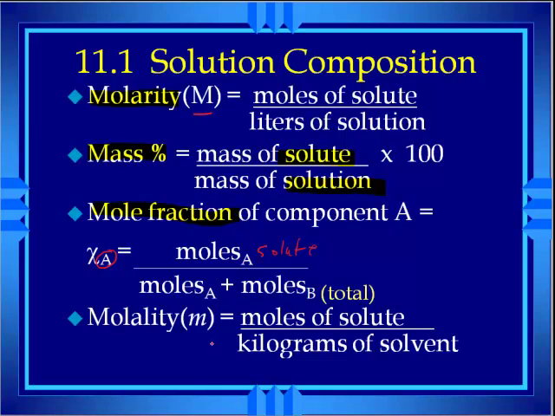And then the last one is molality. And we're going to use molality a lot at the end of this chapter when we do freezing point depression and boiling point elevation. But molality is the moles of the solute. So again, it's very much like that. But here's the big change. Look at this. Kilograms of solvent. And this I want to focus on because I can't tell you how important this one is.